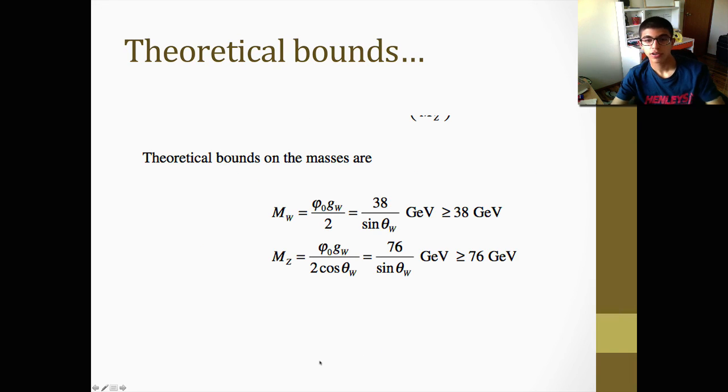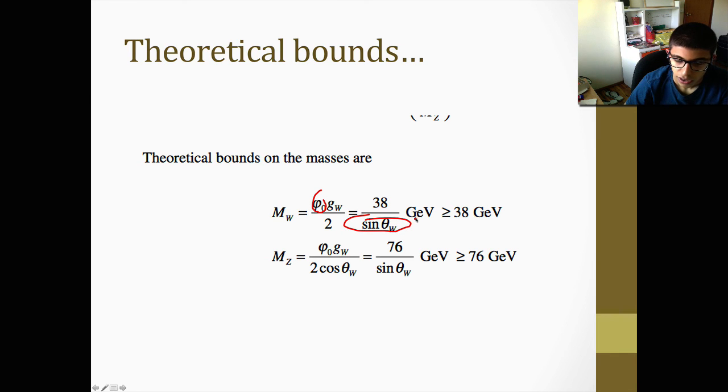So what we've done now is we've broken the SU(2) times U(1) symmetry. We've given the electron a mass, we've kept the photon massless, and we've given the Z particle and the W particle a mass. And we can see here from the Weinberg angle that we calculated, there's a set of theoretical bounds on the mass. So if you take the coupling constants, put them over 2 with the Higgs field, and then evaluate that over the Weinberg angle, we get a theoretical bound for the W particle. We can get a mass of more than or equal to 38 GeV, where GeV is giga-electron-volts. For the Z particle, we can get a theoretical bound of greater than or equal to 76 giga-electron-volts.